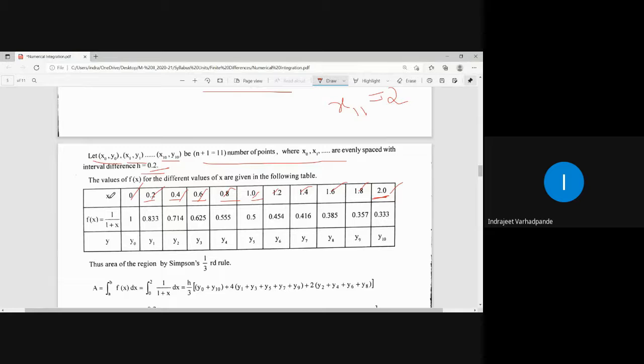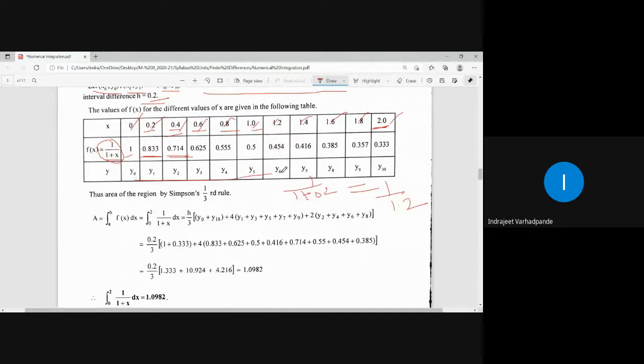Now the corresponding y, x is not needed in the formula, I want the values of y. So y is 1 upon 1 plus x. 1 upon 1 plus 0 is 1. 1 upon 1 plus 0.2, that is 1 upon 1.2, which will be 0.833. 1 upon 1 plus 0.4 means 1 upon 1.4 will be 0.714. Likewise, you calculate the value for any x depending on the given function and simplify it.